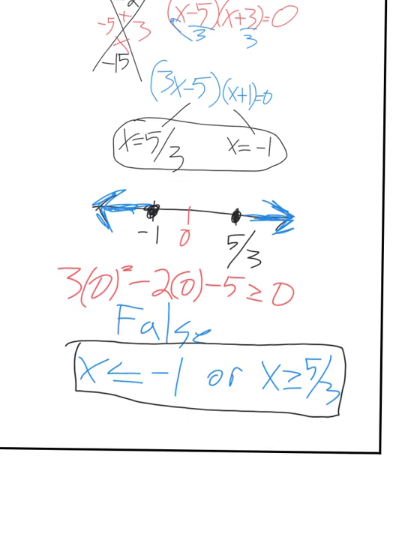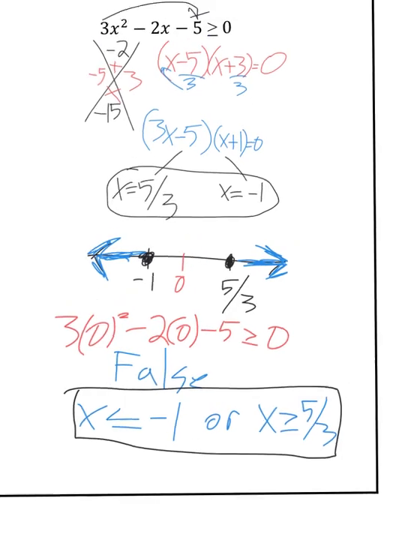It's kind of a strange process, but it kind of goes back to what the first section was, which was testing points. You got to test the point to see if it's true or false, and that'll tell you which way to shade.